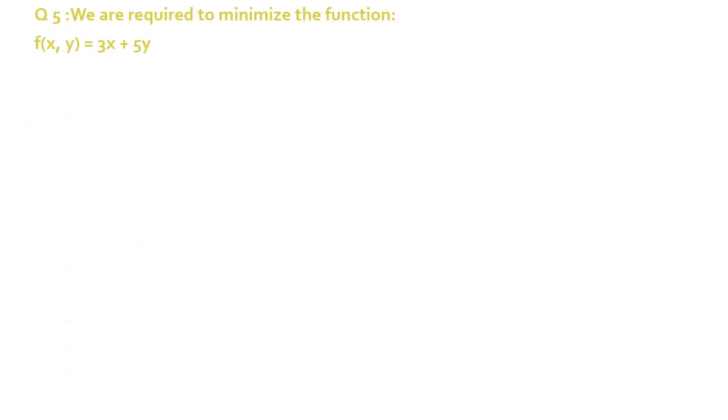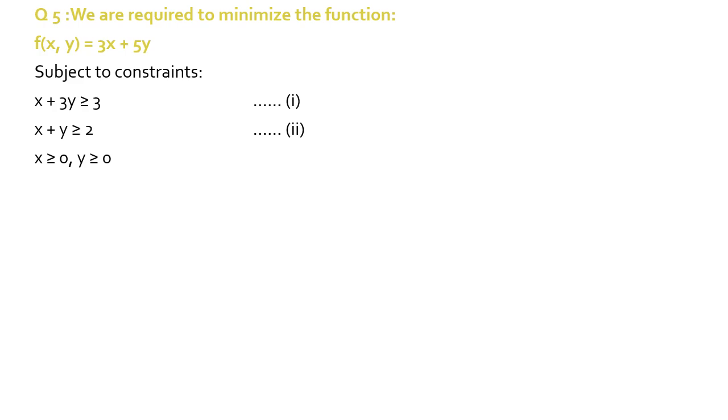Dear students, we are required to minimize the function f of x,y equals 3x plus 5y, subject to the given constraints: x plus 3y is greater than or equal to 3, x plus y is greater than or equal to 2, and here x and y are greater than or equal to 0.